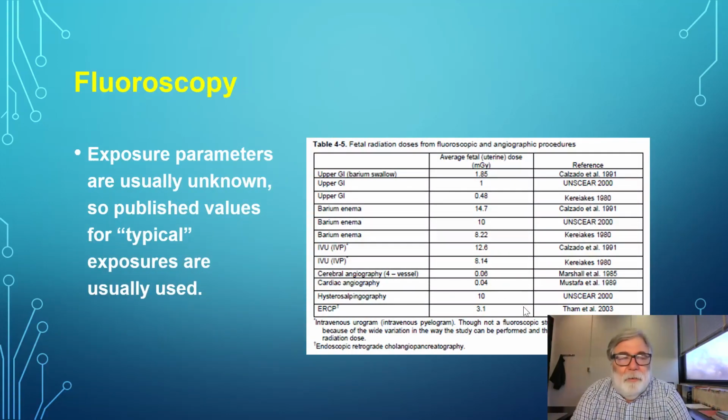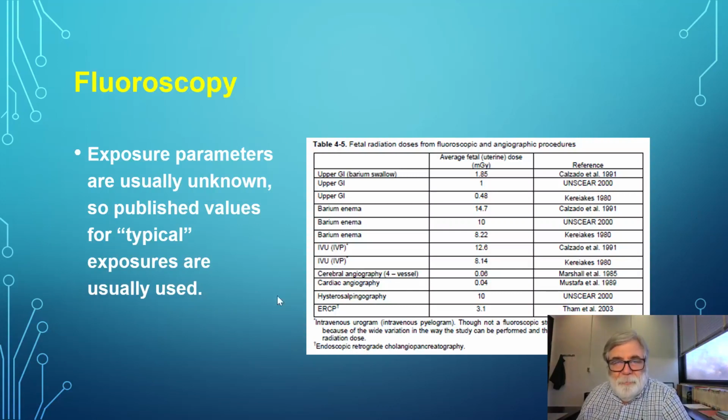Fluoroscopy is more difficult. Each study is different. It takes a different amount of time. The patient is in a different position. It's done dynamically. It's not just set up and shot like a radiograph is. So there's usually not sufficient information to get an extremely precise dose, but we can use typical published values to characterize generally what the patient's dose would be.